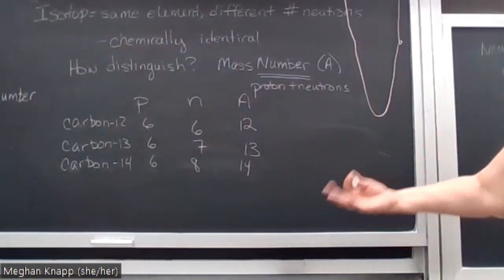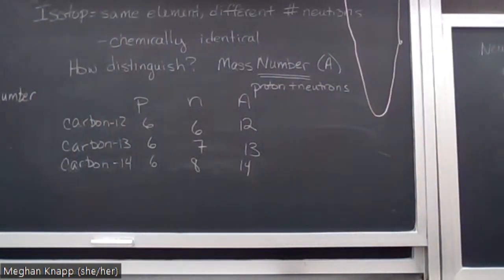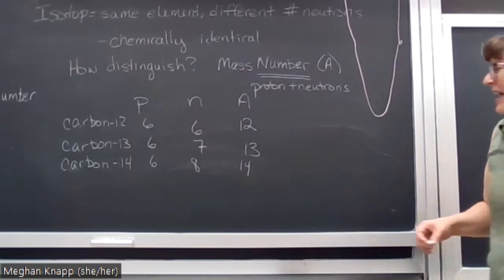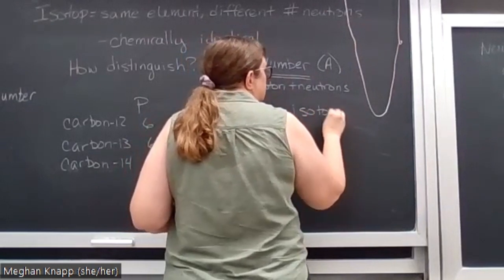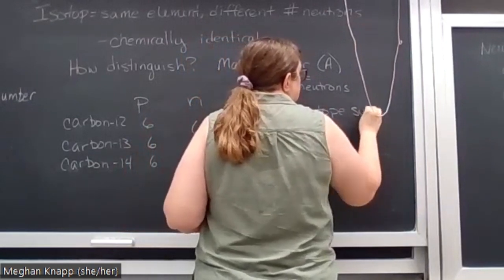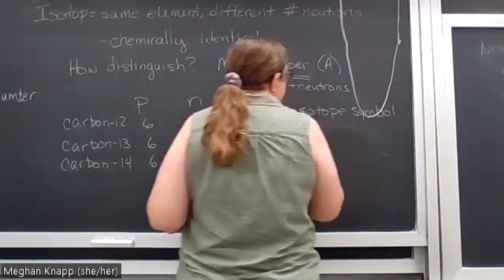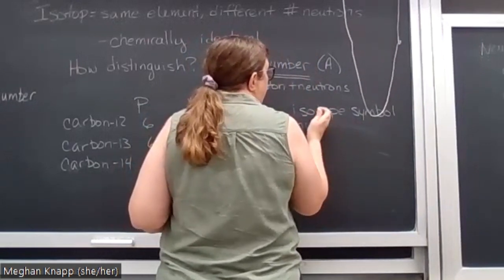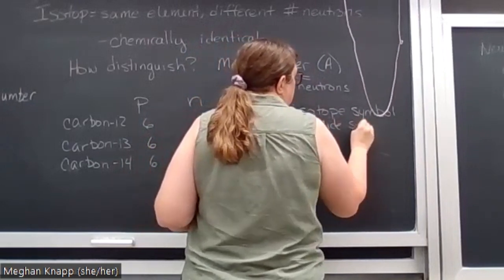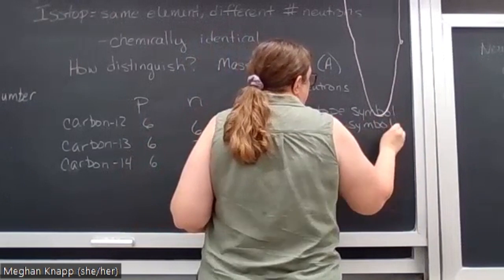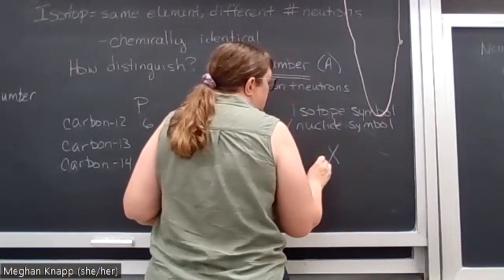So this was originally how things were distinguished because typewriters weren't really good at doing superscripts and subscripts, making things taller or smaller. But now we like to condense things. And so we use what is called an isotope symbol. Or sometimes you'll hear the term nuclide symbol. That's an older term. And it has 4 parts.